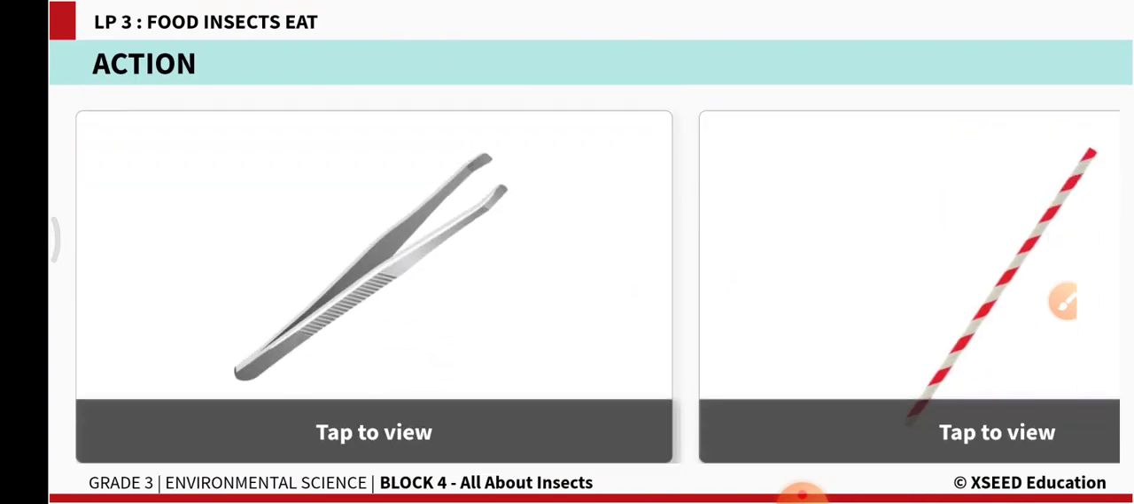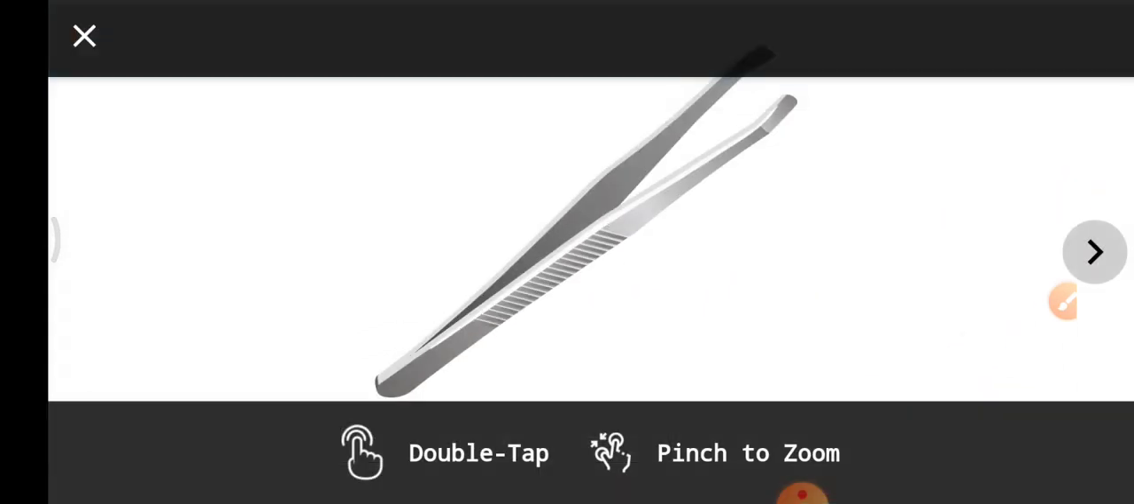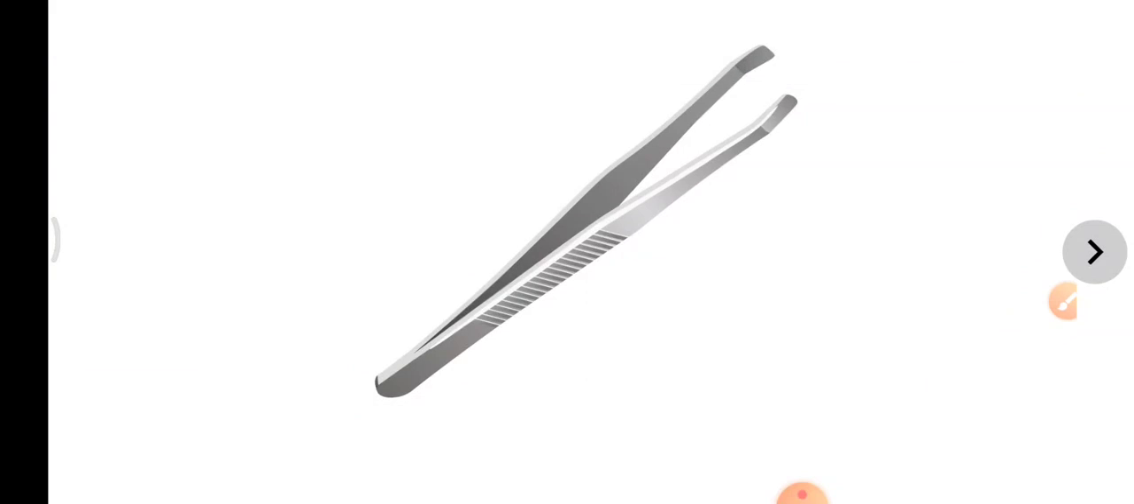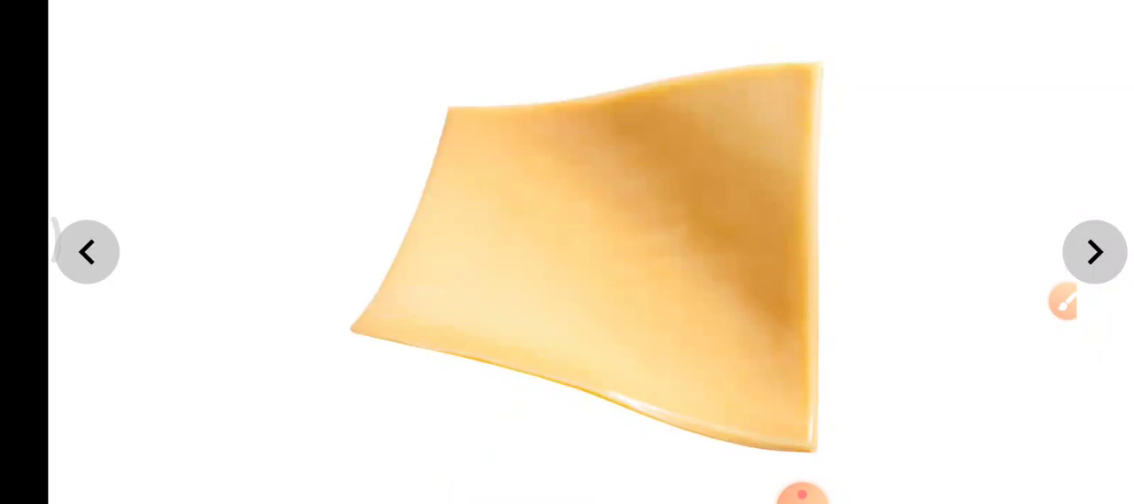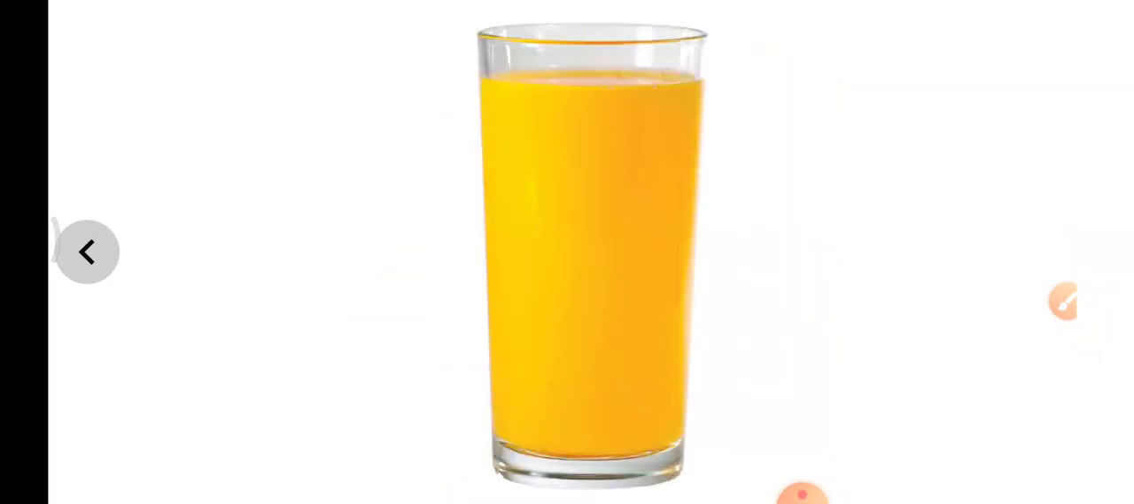So for today's activity, this is the picture. This is tweezer, and this instrument is generally used to pick up very small things. One edge is closed and the other edge is open, right? So with the other edge we pick up small things. Straw we all have, easily available. A slice of cheese, and a glass of fruit juice.